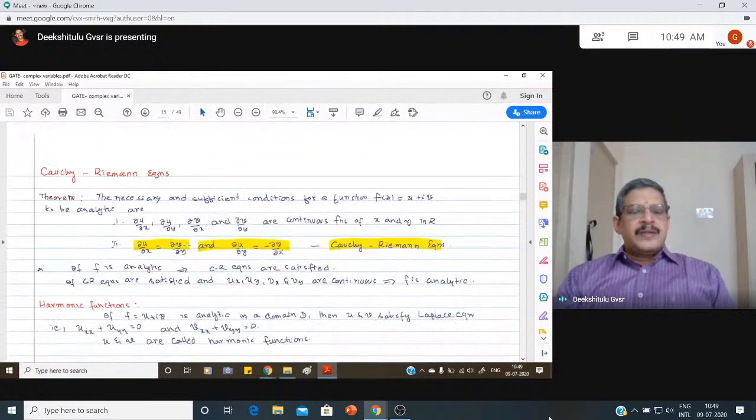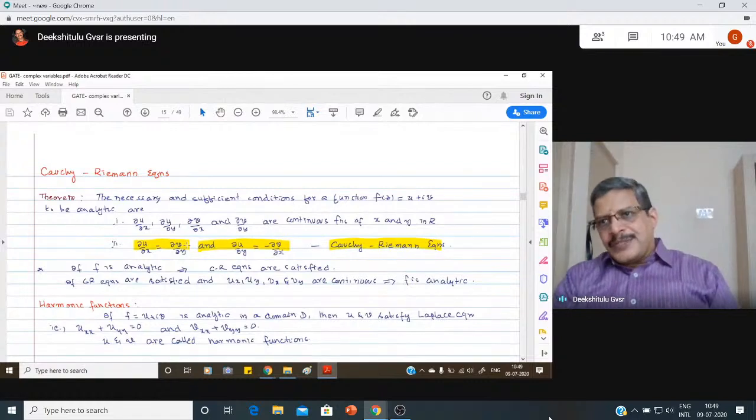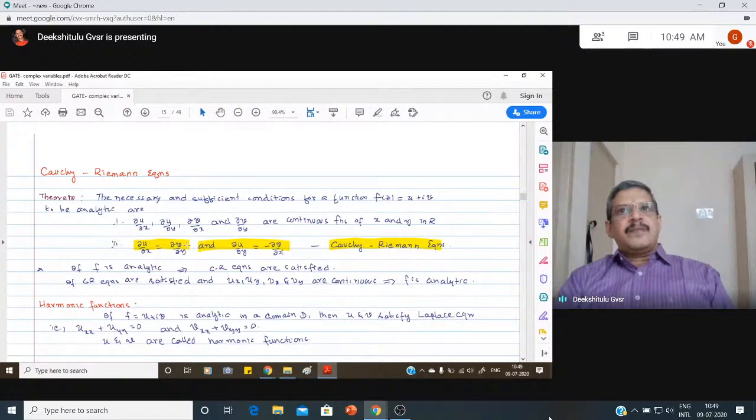Then how to check the analytic behavior of a function? I said it must be differentiable at each and every point of the neighborhood. How many points do we have in the neighborhood? We have an infinite number of points. So do we test the differentiability at each and every point? No. So there must be a test to check whether a given function is analytic or not.